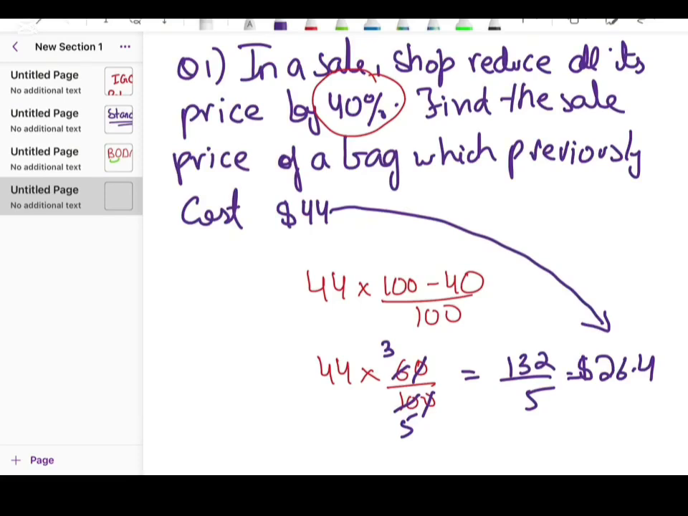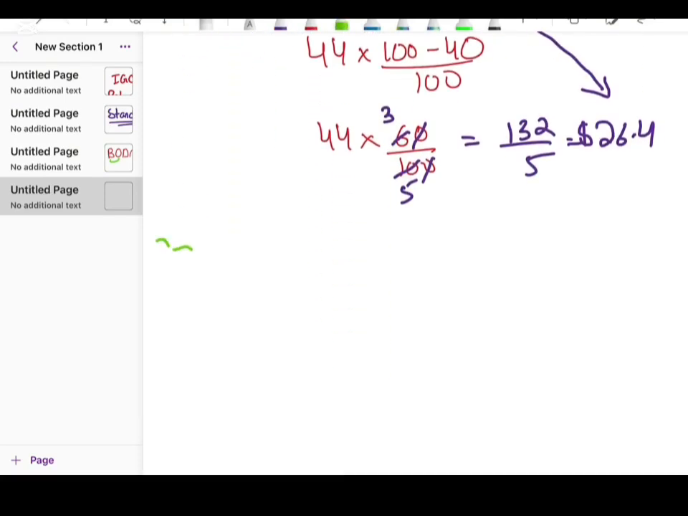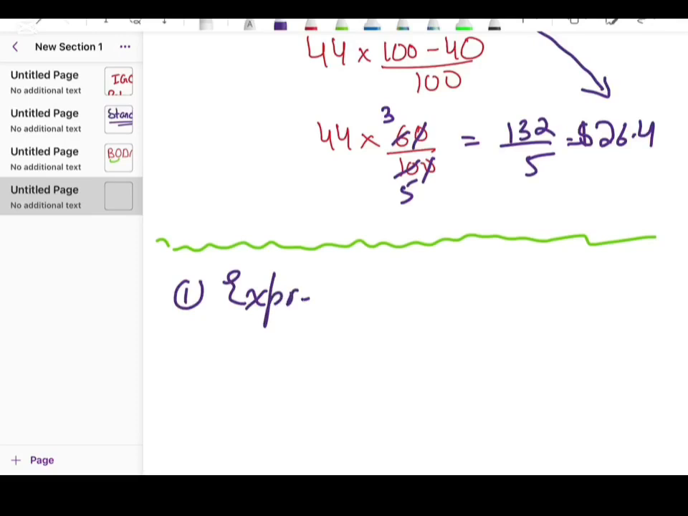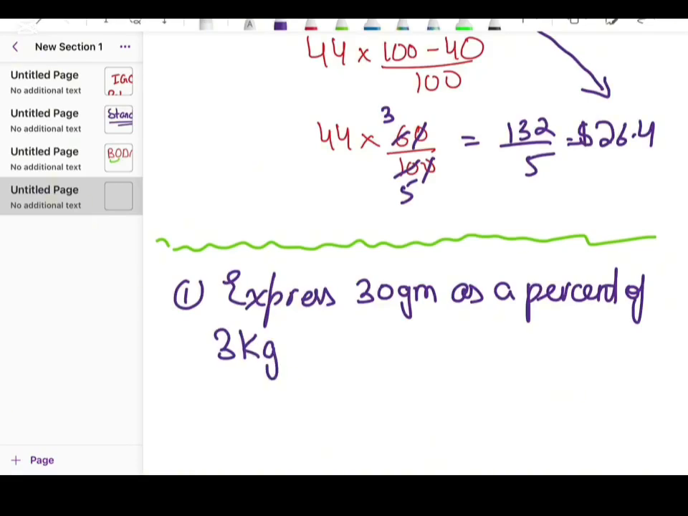Okay, now you will see some questions like this as well in the past paper. Express 30 gram as a percent of 3 kg. Okay, so you will see these types of questions as well. So the basic concept of this question is to express 30 gram as a percent of 3 kg.